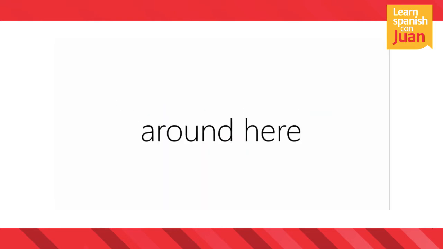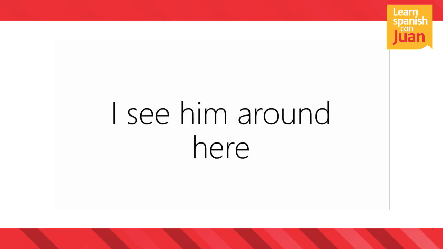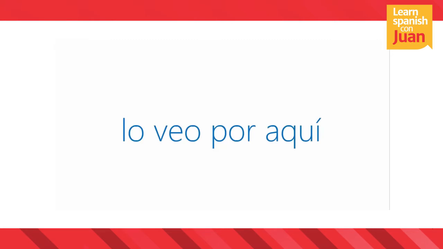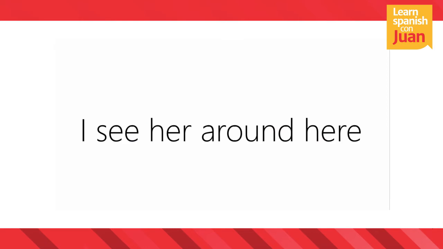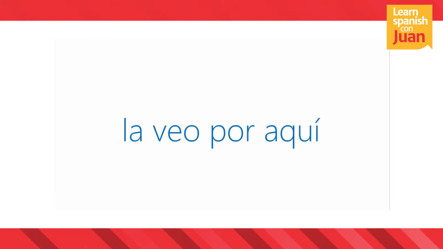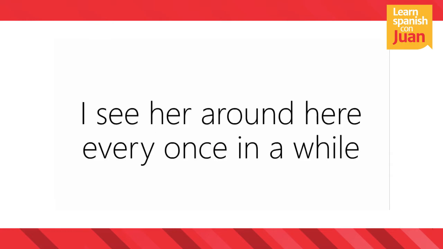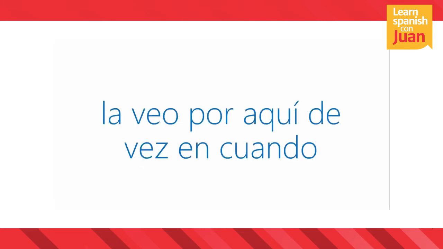To express around here would be por aquí. How would you say I see him around here? Lo veo por aquí. What about I see her around here? La veo por aquí. Now try this. I see her around here every once in a while. La veo por aquí de vez en cuando.